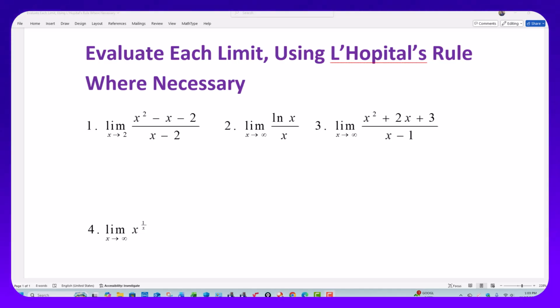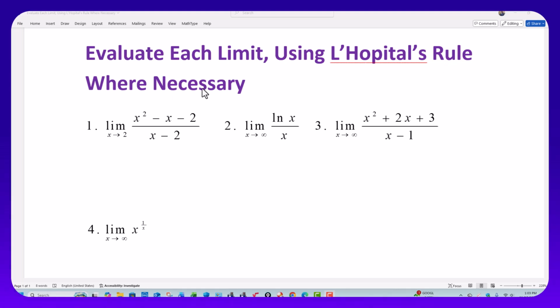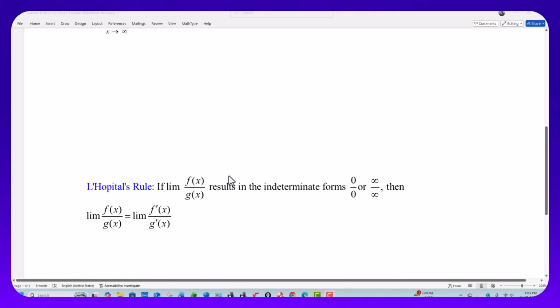In this video, we have some limits to evaluate. The statement here states: evaluate each limit using L'Hopital's rule where necessary. Now let's look at the statement for L'Hopital's rule.